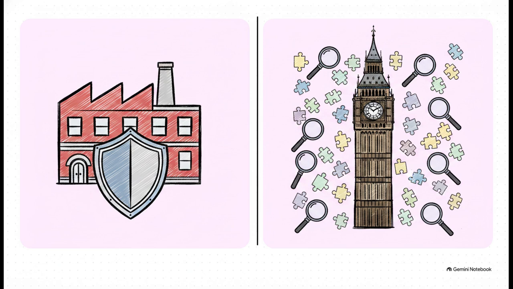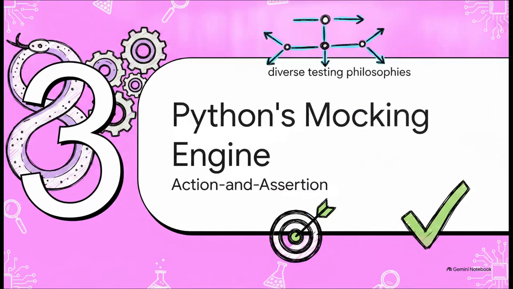On the flip side, we have the London, or mockist school. They focus heavily on interaction verification, pretty much mocking every single collaborator outside the system under test. This gives you incredibly isolated test environments, but it tightly couples your tests to your underlying code structure. Python's tools totally support both, but you really need to know which philosophy you're actually deploying. Which leads us nicely into Section 3, inside Python's mocking engine.